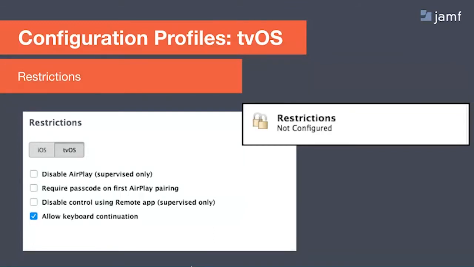Similarly, we can disable the control of the Apple TV using the remote app for supervised devices, meaning that you wouldn't be able to use the iOS app for remote. You'd have to rely on the Siri remote.